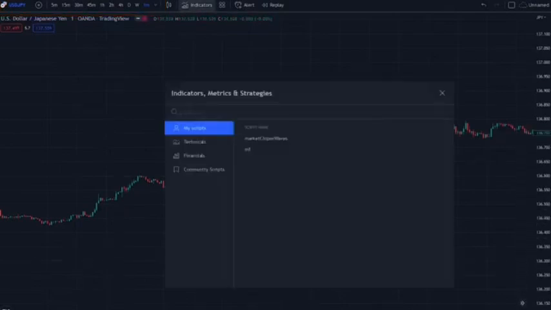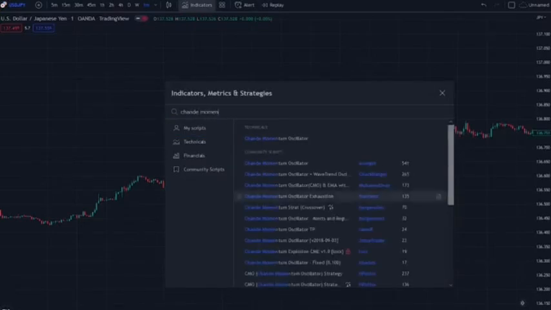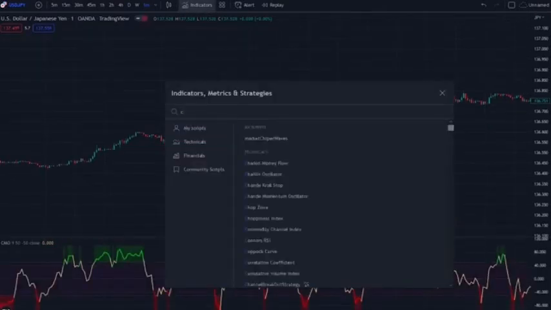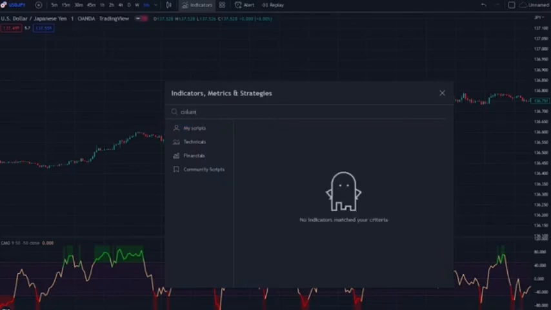For the first indicator, let's search for Chain Momentum Oscillator. This indicator is made by Everget. For the second indicator, let's search for Cumulative Delta Volume. This indicator has been made by Lonesome the Blue.